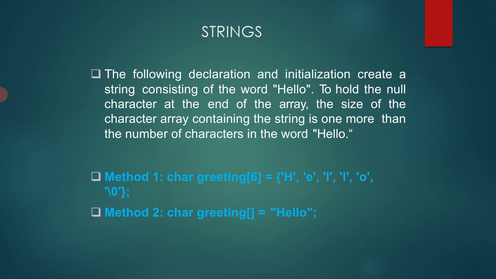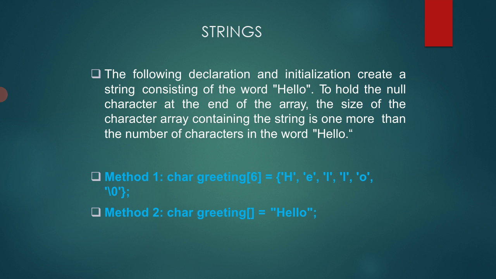To hold the null character at the end of an array, the size of the character array containing the string is more than the number of characters in the word hello. So it means if you want to store the hello string, then you have to consider the last element as the null. Why do we consider it as null? Because sometimes we have to exchange the element, so we require space to accommodate those characters.